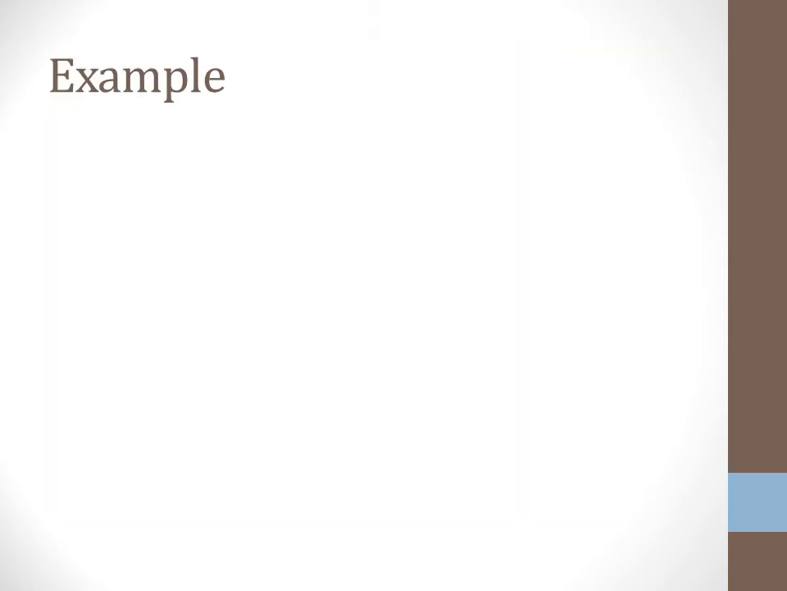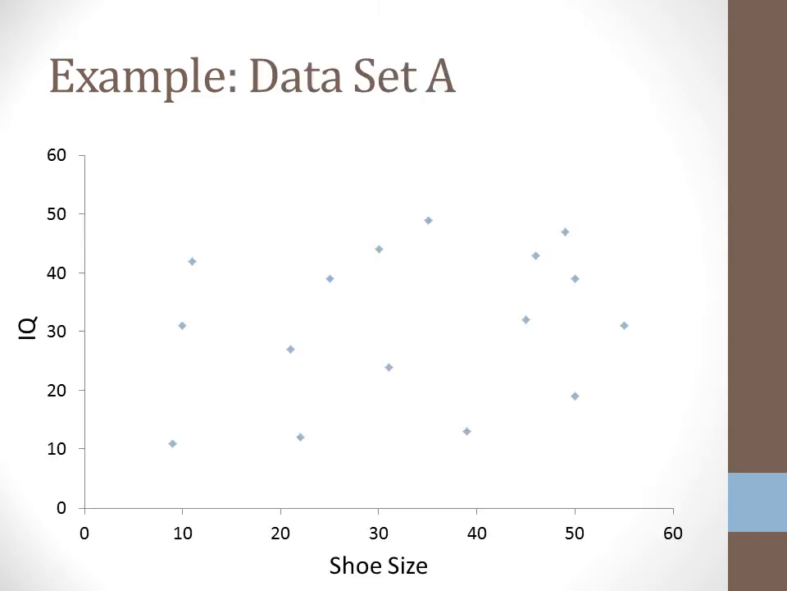For now, you simply should realize that when two variables are consistently related, it is possible to use one variable to predict the values of the second variable. Let me go ahead and go over some examples that might demonstrate this concept a little bit better. Let's start out by looking at data set A. Data set A shows the relationship between IQ and shoe size.